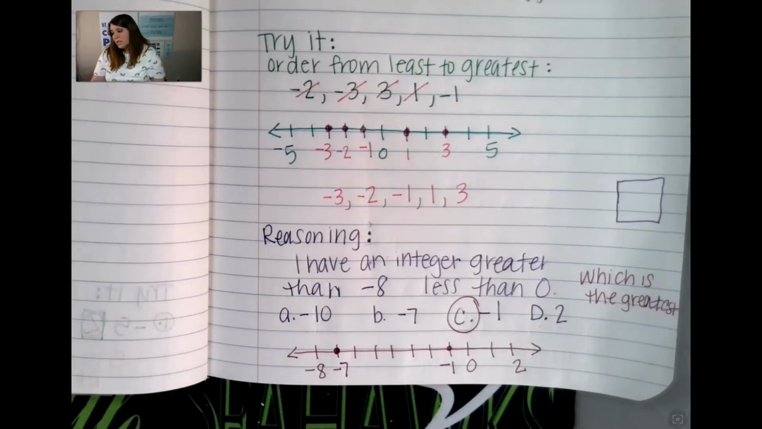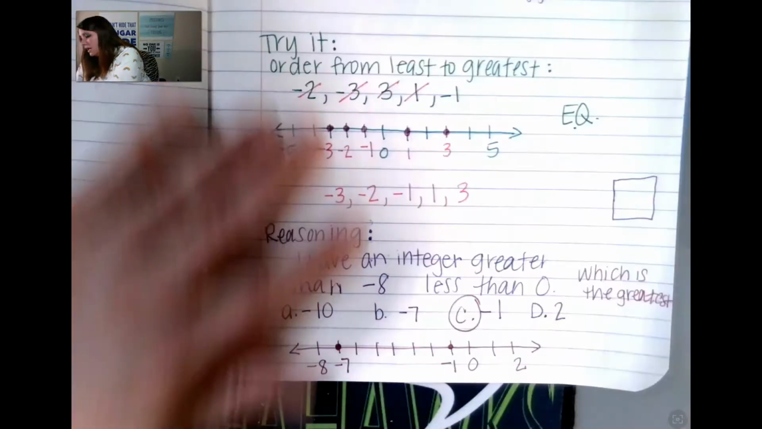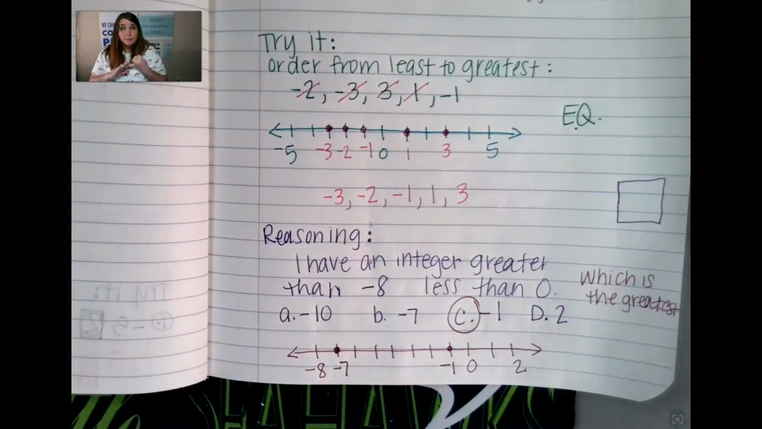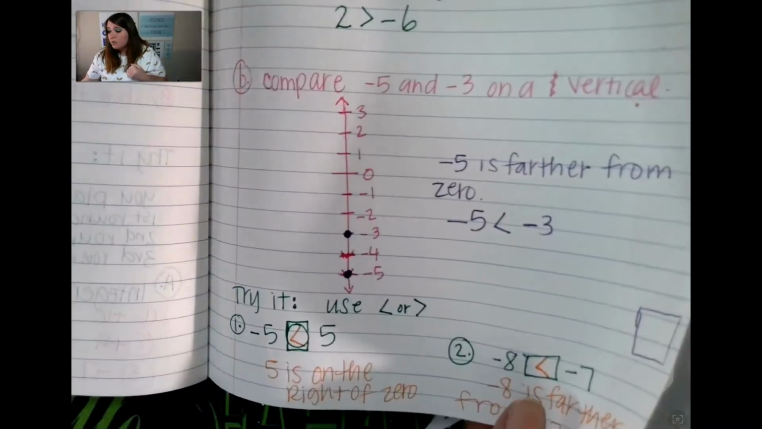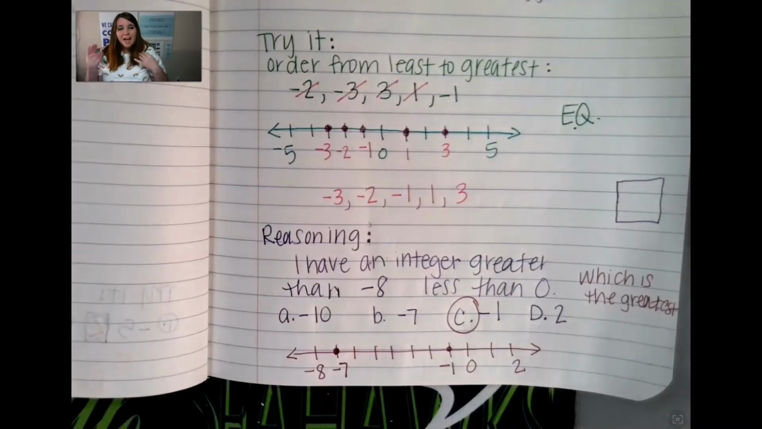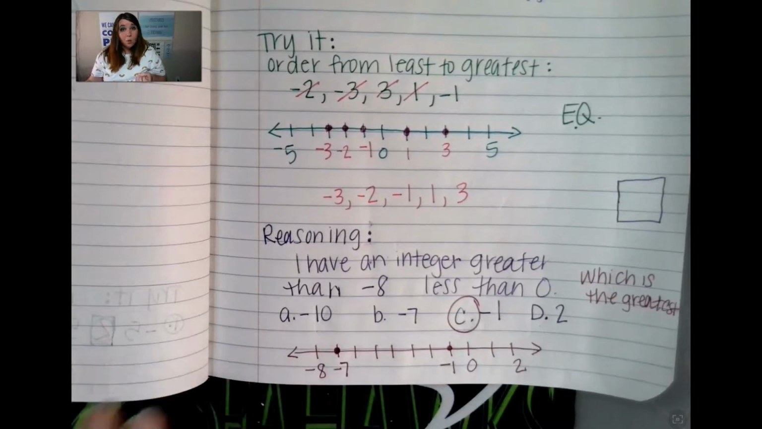All right, Cougars, it is your chance now to answer your essential question. How do we compare? That's the word. How do you compare integers? We can compare them also using reasoning, so don't forget that. Not only a number line, but also reasoning. And how do you order them from least to greatest?